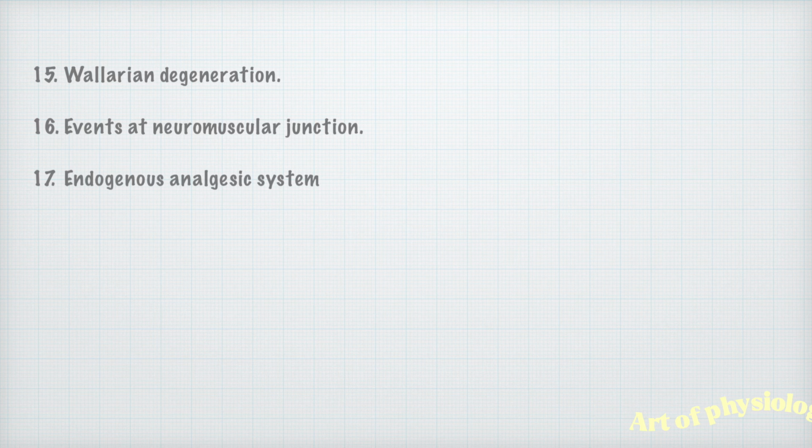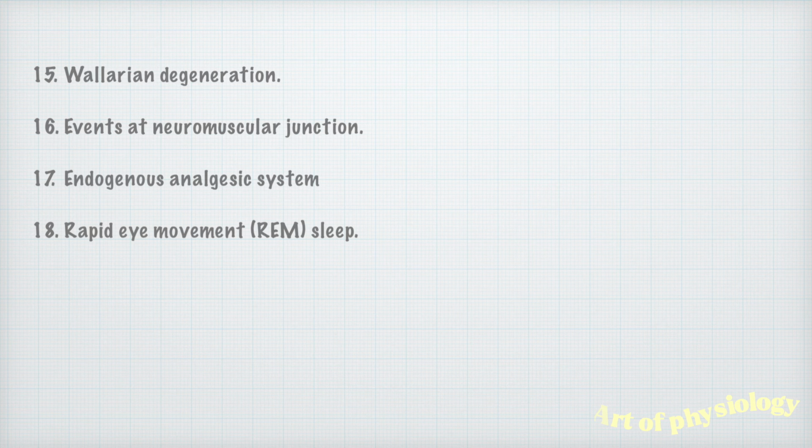Okay. Endogenous analgesic system, again in pain it will come. Here also you have to draw the tract of the analgesic system. Gate control theory also you should just write. Then rapid eye movement, REM sleep. Here again, what is the sleep, what is happening during the sleep, and polysomnograph changes also you should write.